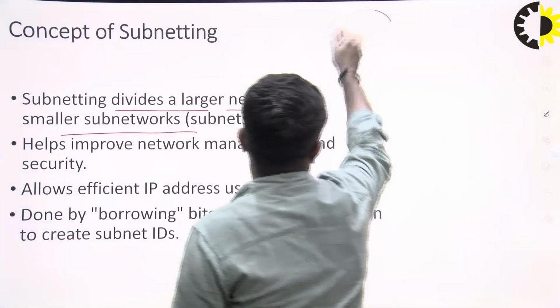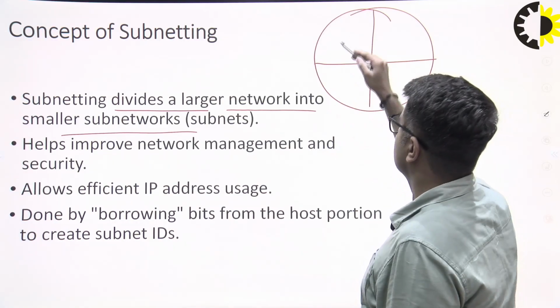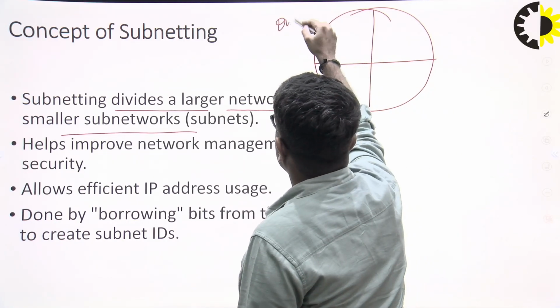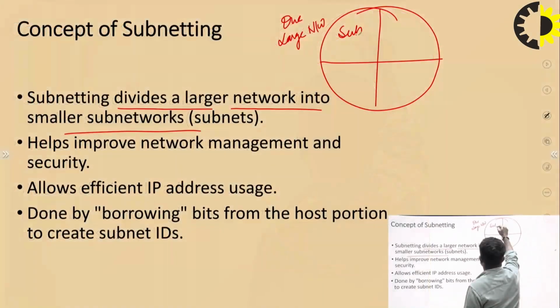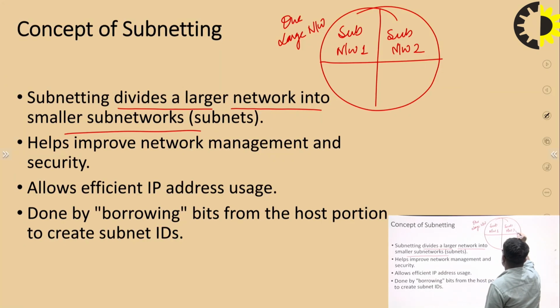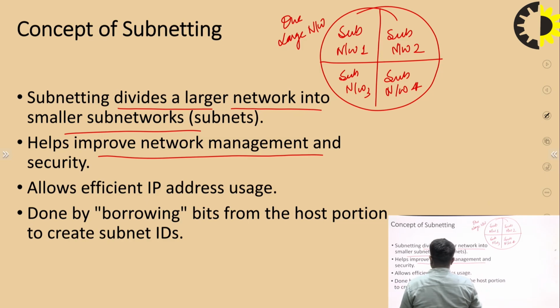So let's say there is a big network and now we want to break this network into 4 subnetworks. This is one large network and we want to break it into subnetwork 1, subnetwork 2, similarly subnetwork 3 and subnetwork 4. So this concept is known as subnetting. It helps in improving network management and security. It allows efficient IP addressing usage.